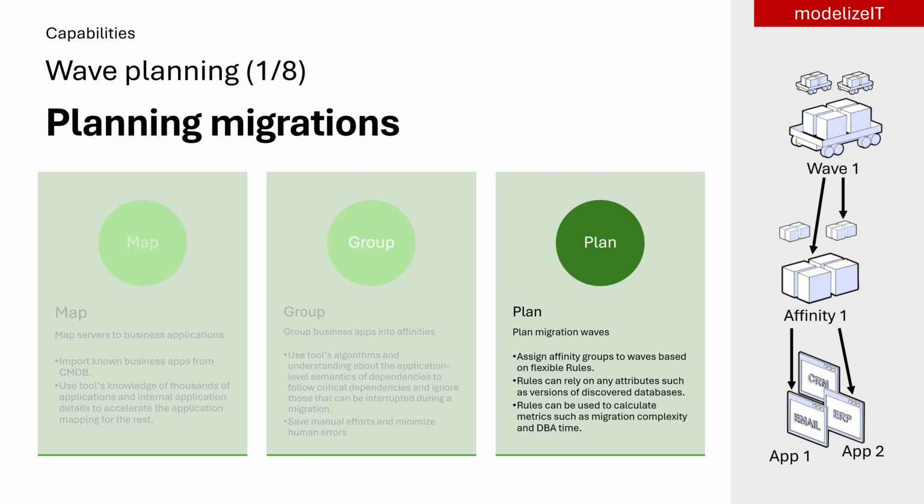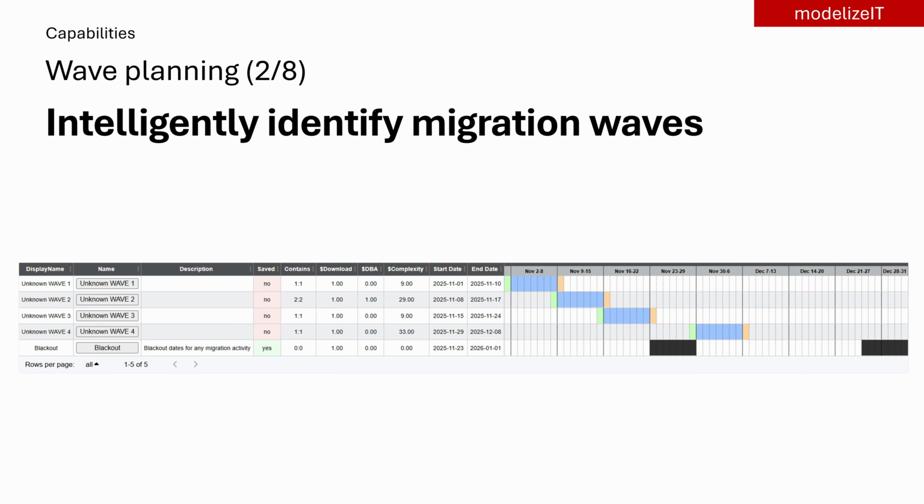Finally, stage 3 of the migration pipeline involves assigning each affinity to a wave. modelizeIT is able to work around a multitude of constraints to build an optimal migration plan. The process is highly customizable, allowing migration consultants and clients to build their own migration rules, set their own timelines, and shape migration waves around real business priorities and dependencies.